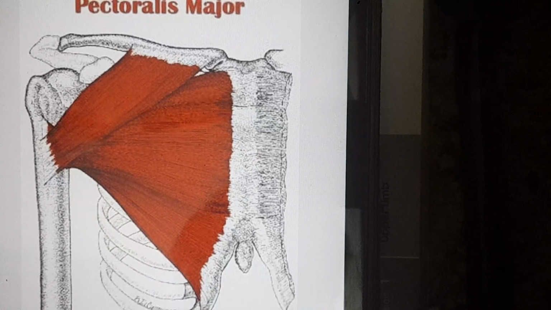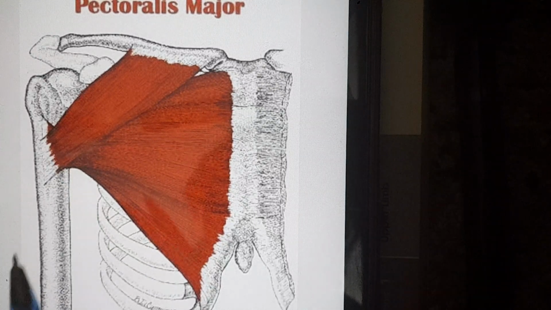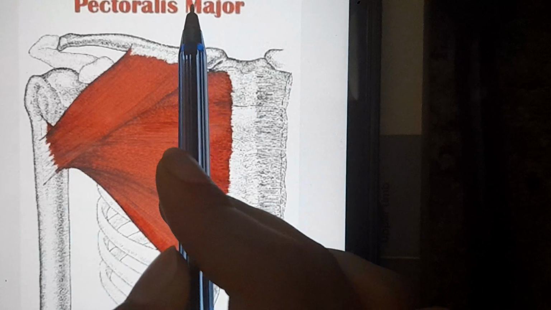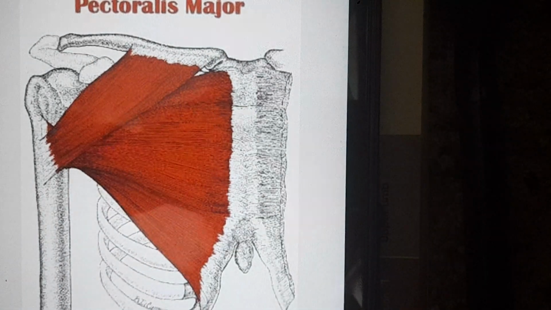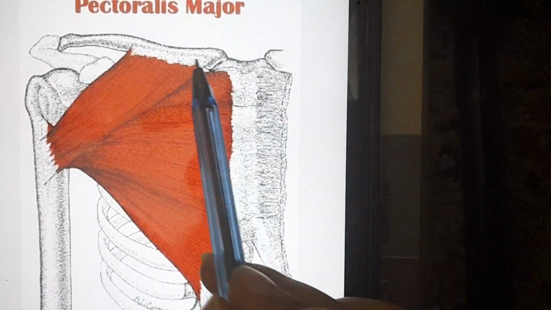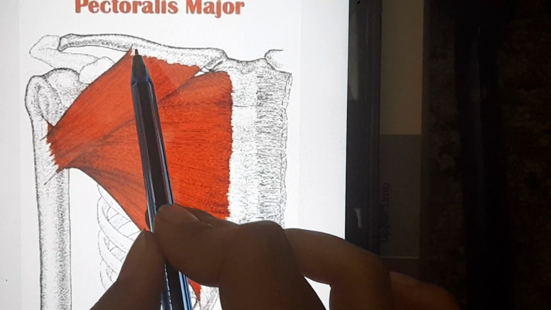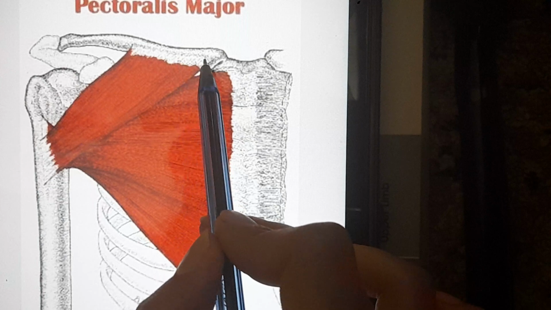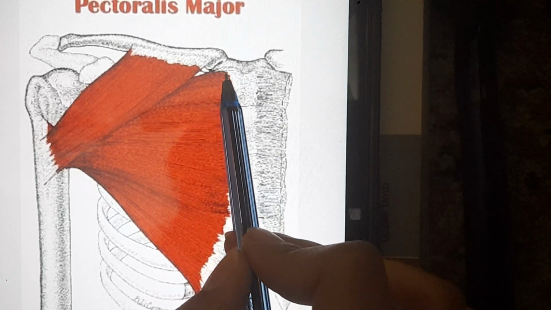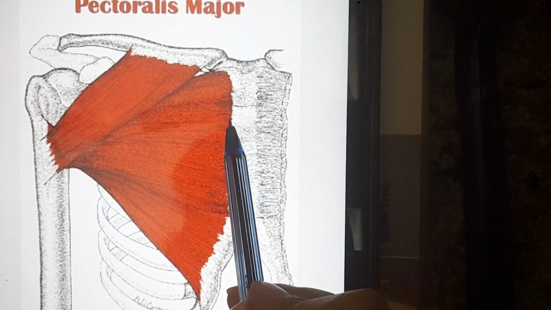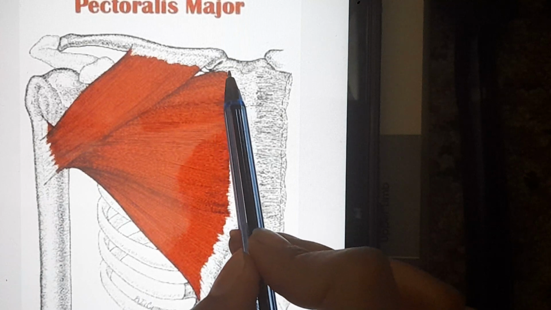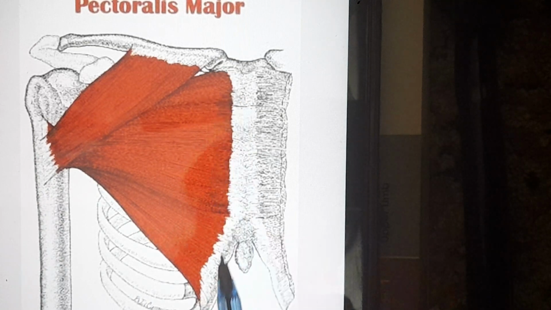Now we come towards the muscles of the pectoral region. First main muscle is the pectoralis major muscle. This muscle, the pectoralis major, has its origin from two areas. First of all, it has its origin from the medial two-thirds of the clavicle, then from the anterior border of the sternum, from the upper region towards the sixth costal cartilage.